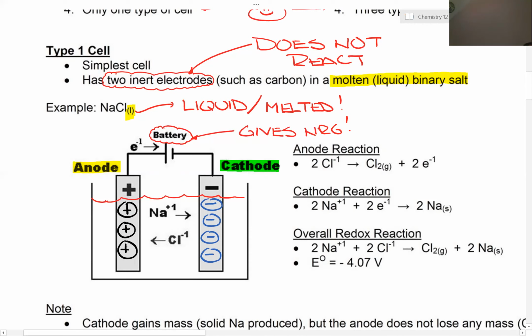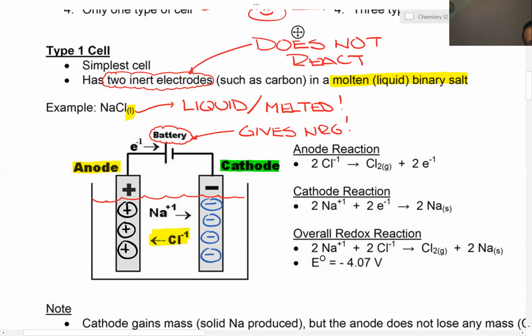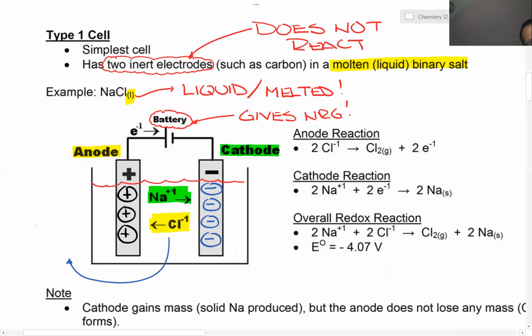Okay? Now, when you melt a salt, what you have is ions. Notice the chlorine ions are attracted to the positive electrode. Sodium ions are attracted to the negative electrode. Now you might say, why? Easy. In this case, movement, we move by electrostatics.